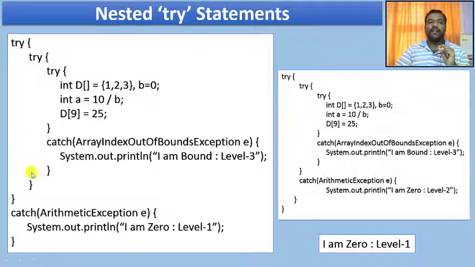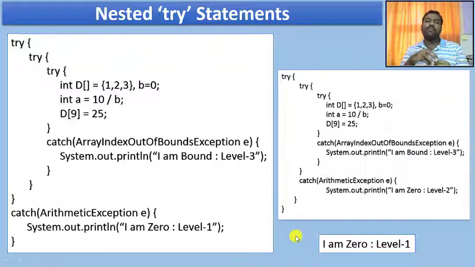Now when I come to the enclosing try clause, this try clause doesn't have any catch clause, and so it cannot handle the error. Hence the exception will be thrown to, or should be handled by, its enclosing try clause. Now its enclosing try clause is going to have a catch clause which is going to handle arithmetic exception. Hence I am going to print the output as "I am 0 level 1". So that is the output I am going to get.